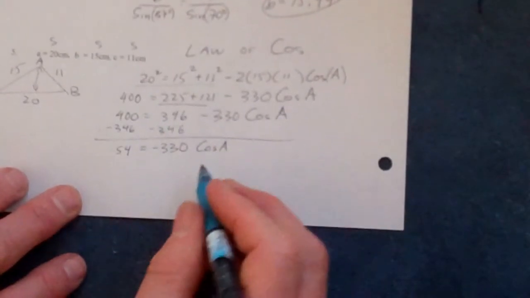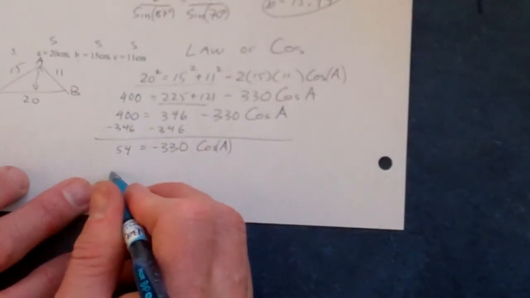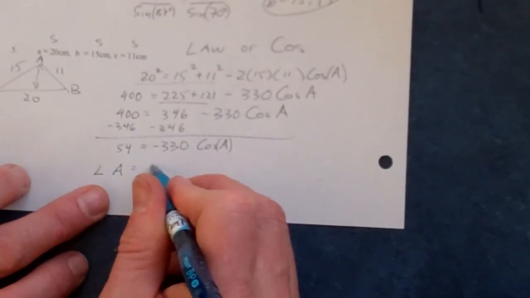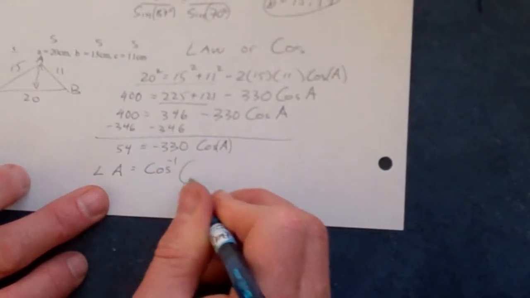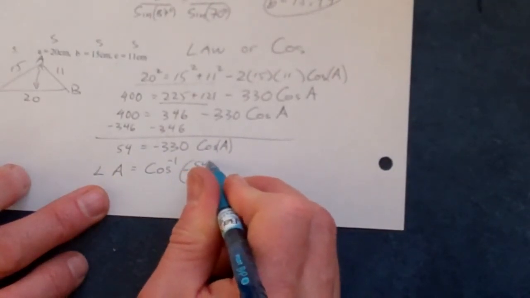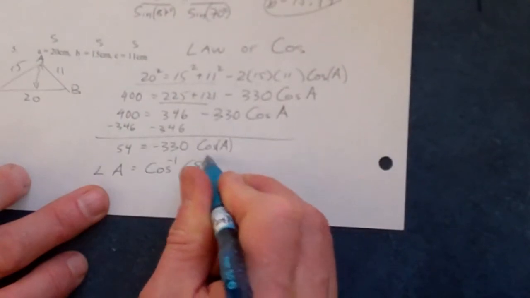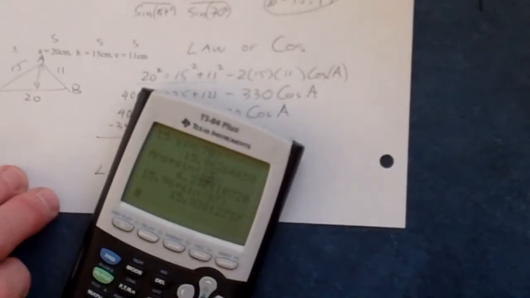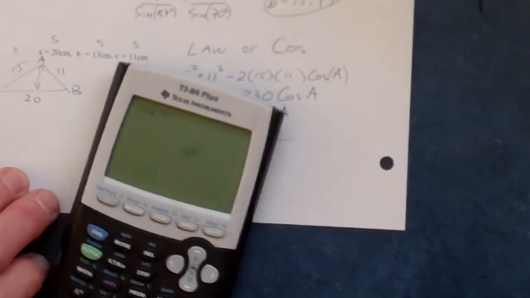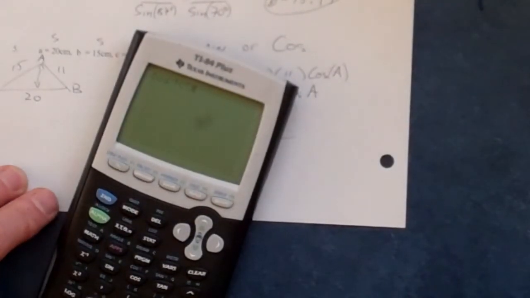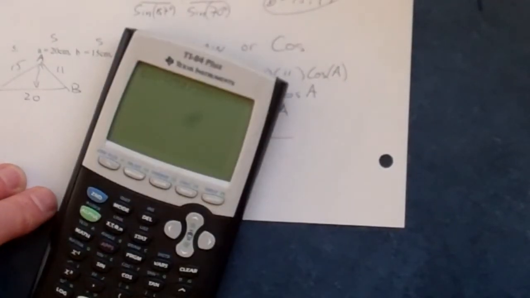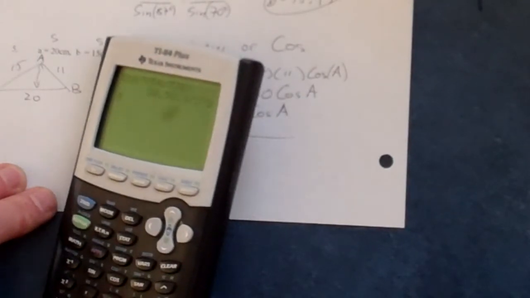Well, I just do the math like you've gotten pretty good at, I hope. And angle A is going to be equal to the inverse cosine of, and when I divide both sides by negative 330, negative 54 over 330. And that will give me angle A. So I do second cosine. And then, what is it? 54 divided by 330. And I hit enter, and it gives me 80 degrees.